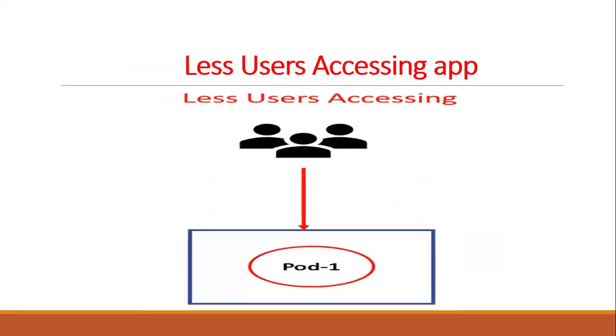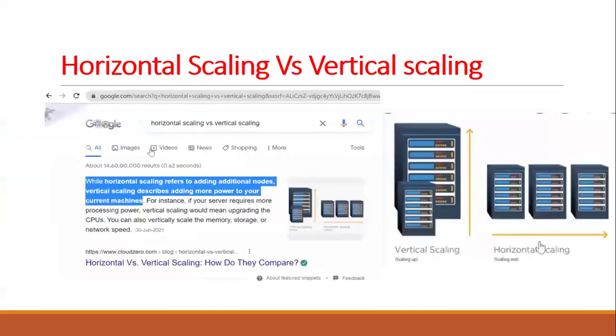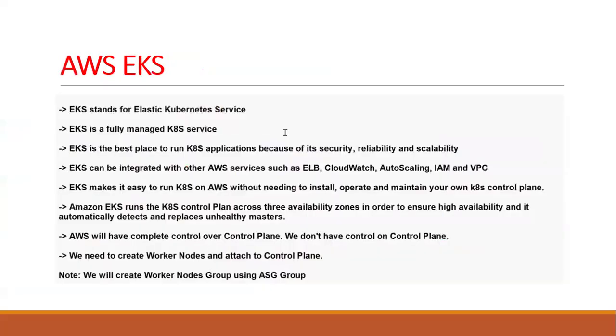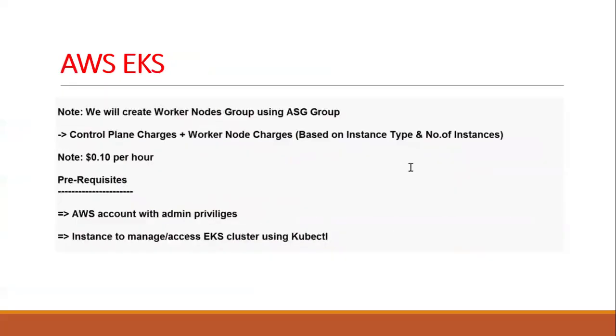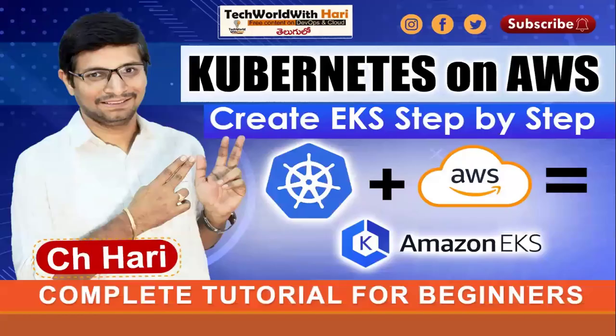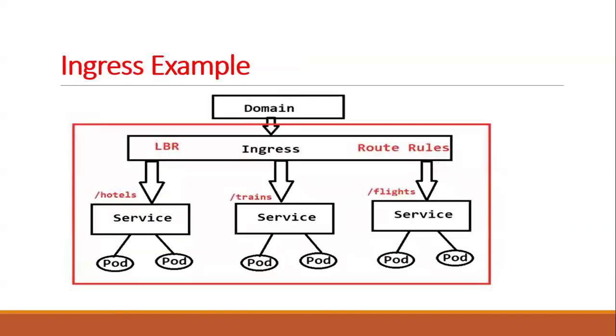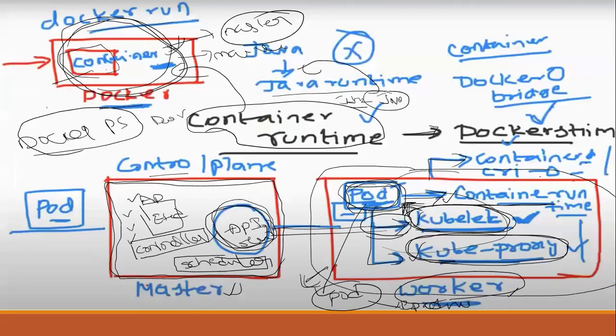Then auto scaling: when fewer users are accessing the app, auto scaling. Horizontal auto scaling and vertical auto scaling. Requests versus limits, I will tell you requests versus limits. And AWS we already know, right? So ingress. Once ingress is completed, the Kubernetes part will be complete.